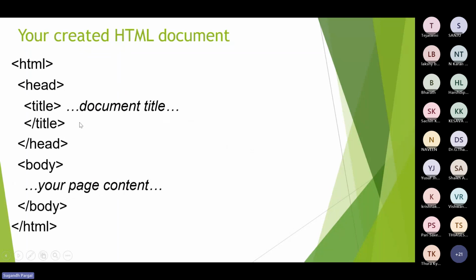So this is how the HTML document is created. We start with HTML and close HTML. Then we write the head and close the head. In between, we write the title and provide this as a document title, close the title. And then we put the body, where you put the content of the page, and close the body.